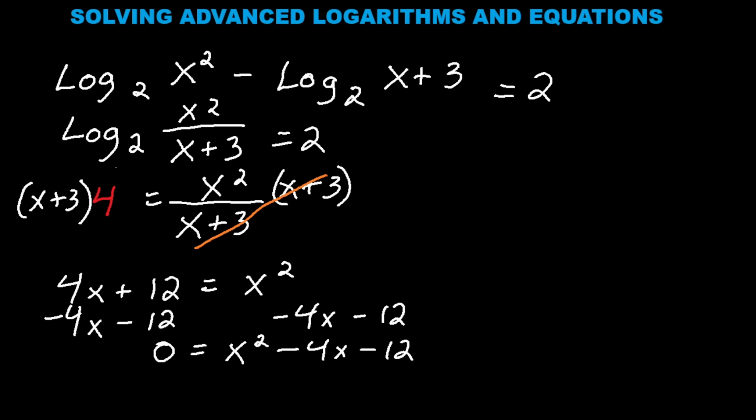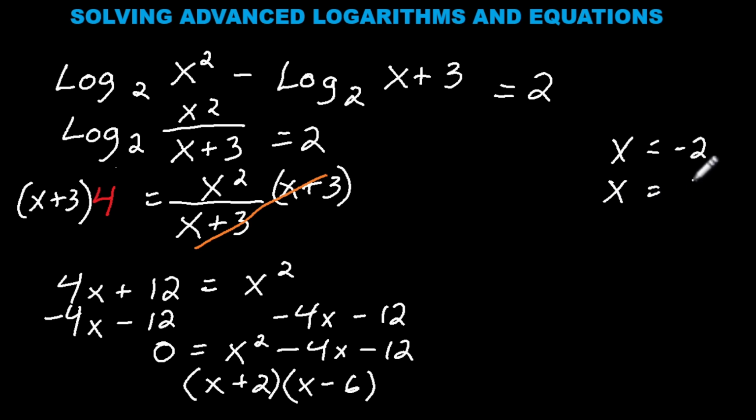I'll factor the quadratic. So we're going to have x and x. They have to multiply to minus 12, which means the signs are different. I know the bigger one is going to be the negative one, so it's going to be 6 and 2. And then I'll solve each of those by setting them equal to 0. So I have x equals minus 2 and x equals positive 6. Now I have to test both of those solutions to see if one or both are extraneous.